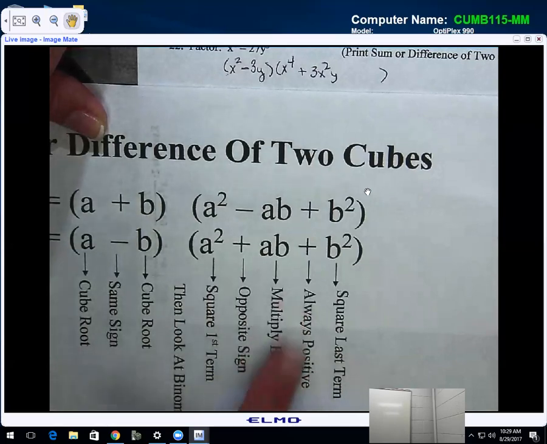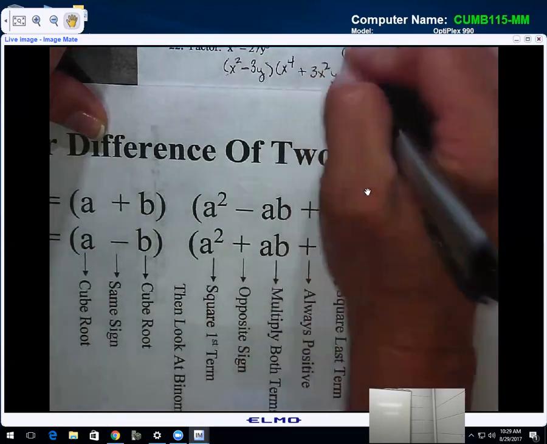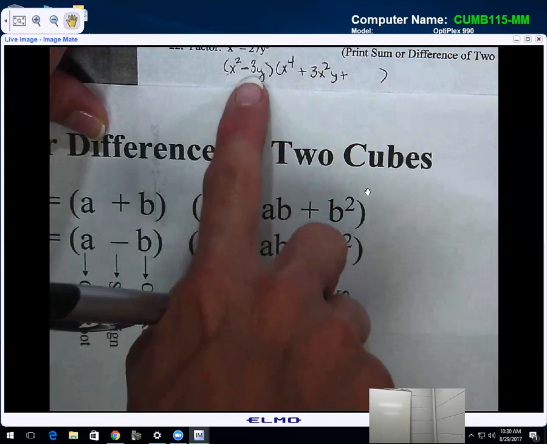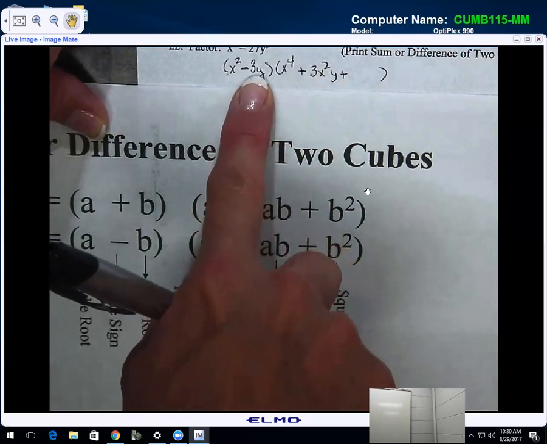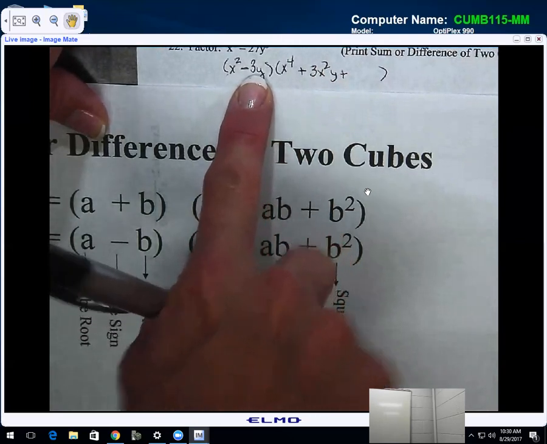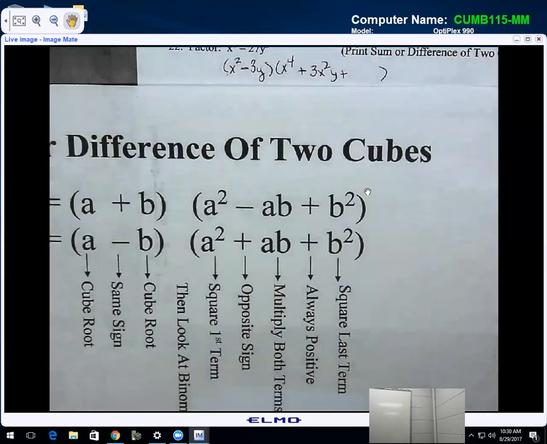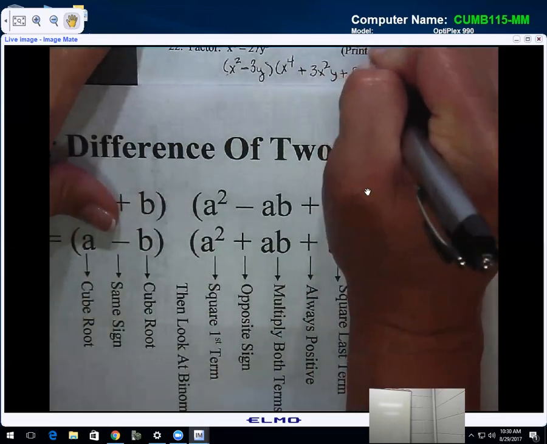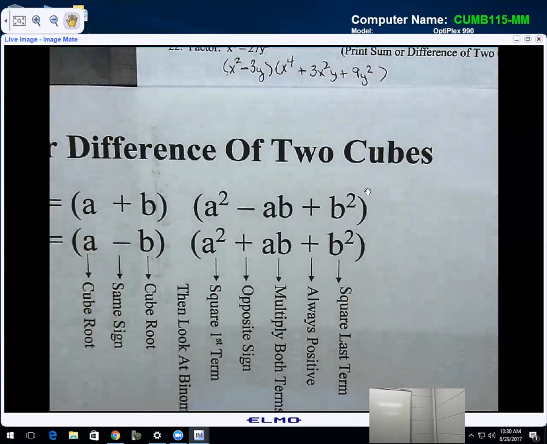The next words say that last sign is always positive. And then I square my last term. I'm looking at this binomial, and squaring the last term would give me what? Make sure you're multiplying 3y times 3y is 9y squared. 9y squared. Don't just square the y, square the whole term.